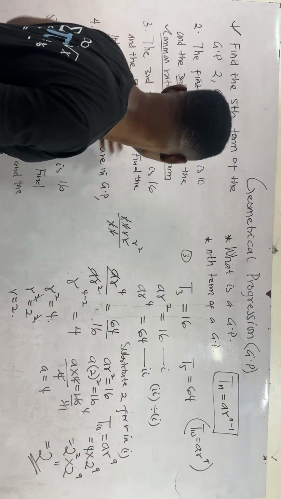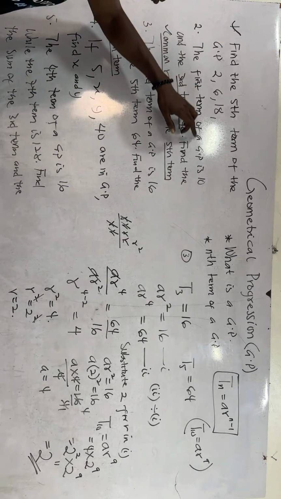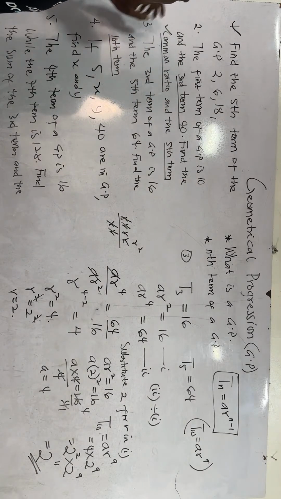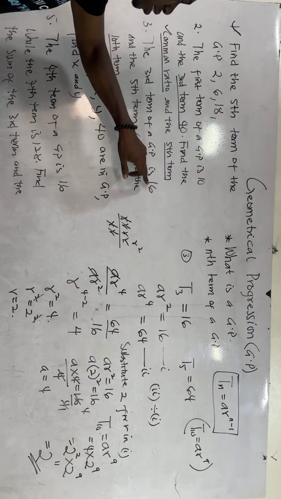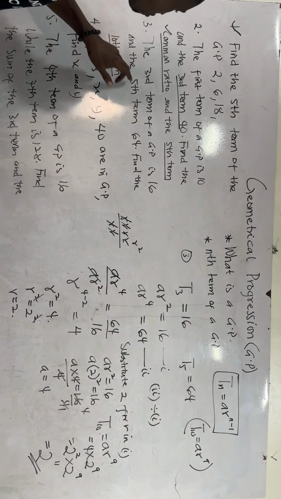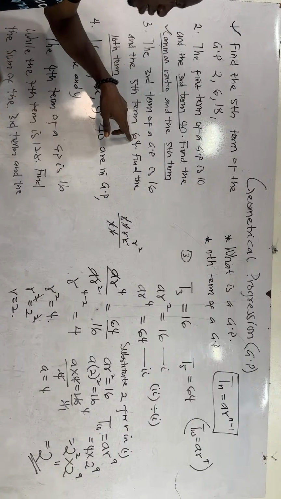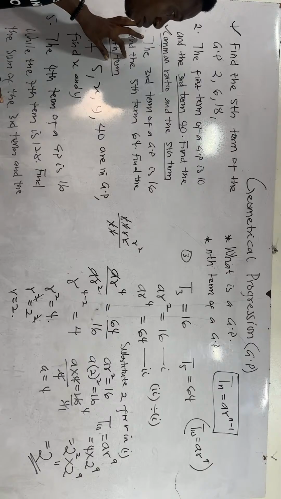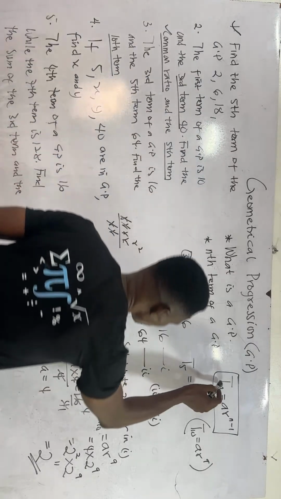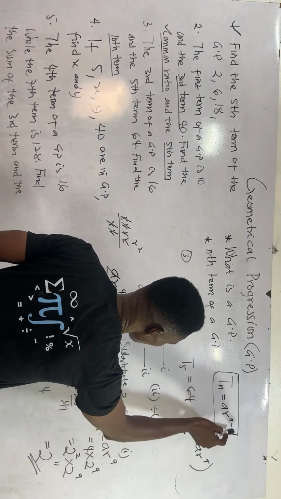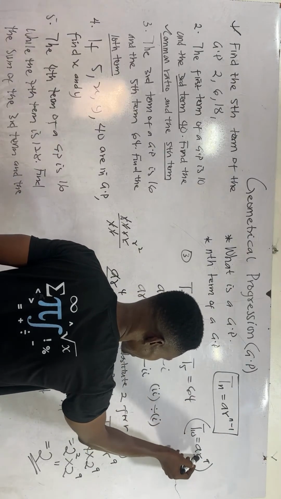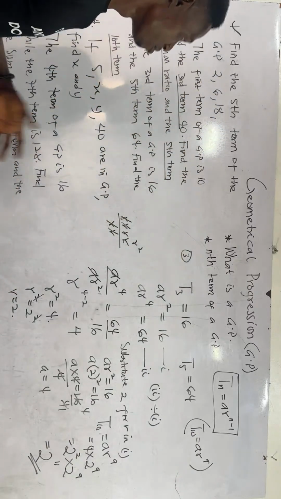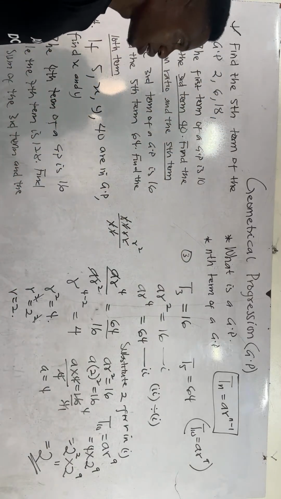Now, the number 3 question says, the third term of a geometrical progression is 16, and the fifth term is 64. Find the 10th term. Now, for you to find the 10th term, T10, following this formula, is AR raised to the power 10 minus 1, 9. So this is what you need. You need A and R to find the 10th term. But unfortunately, all you were given from the question, there's no A and there's no R.